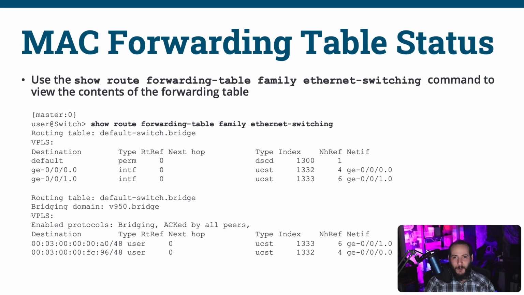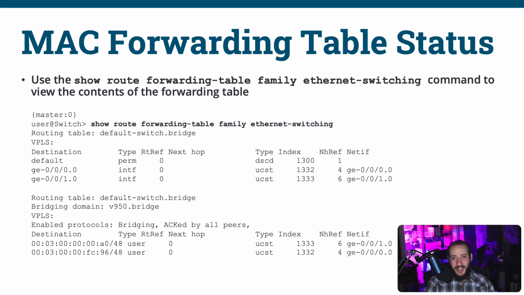The forwarding table is not just used for bridging. It is also used to store information to forward routed packets. There is, however, a section of the forwarding table dedicated to Ethernet switching. To view the forwarding table for Ethernet switching, we use the show route forwarding-table family ethernet-switching operational mode command.